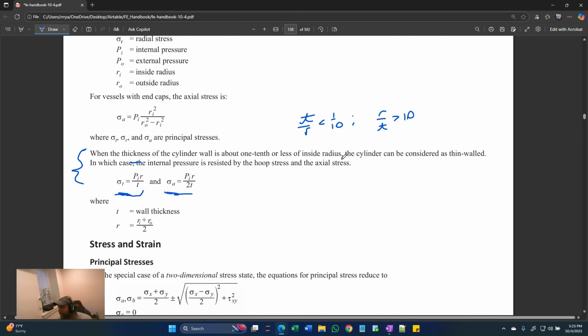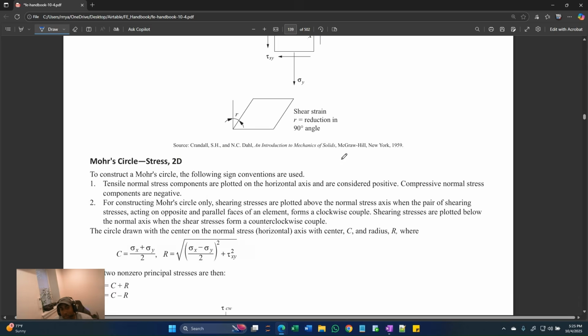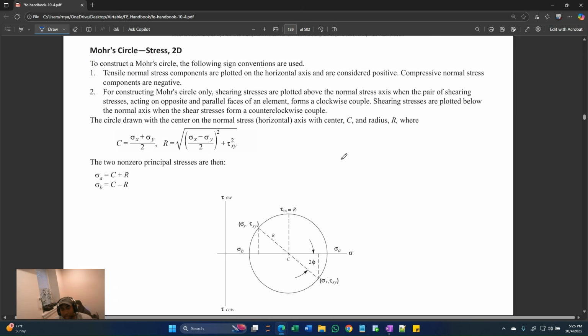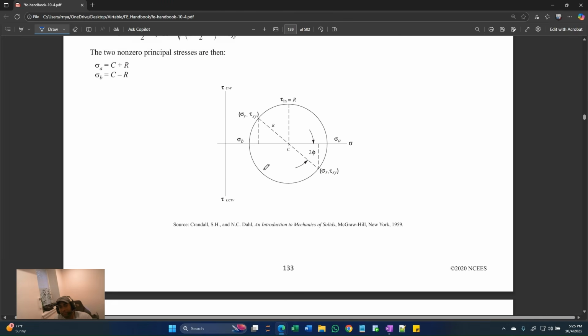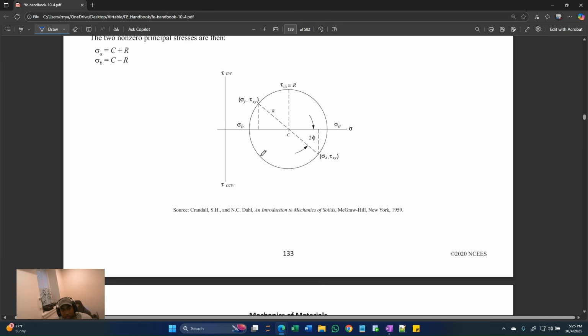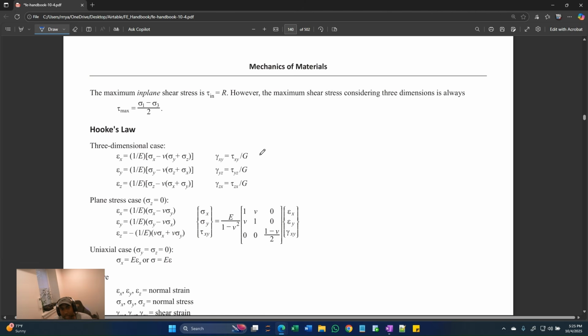Okay, the next one is on page, well, I guess we did use Mohr circle in this problem, but technically we didn't really need to. But if you wanted to see the Mohr circle reference, that's on page 133 here. We constructed Mohr circle, and I think I put this reference in here because we wanted to talk about the maximum out of plane shear, and this is where that reference is.